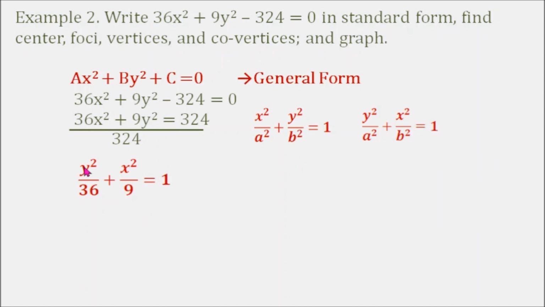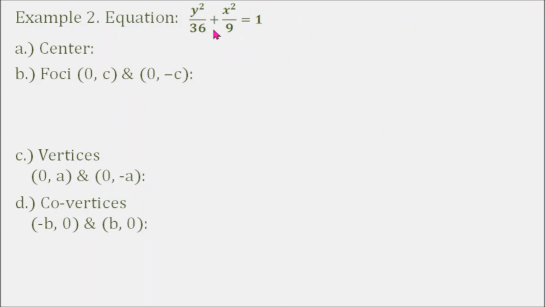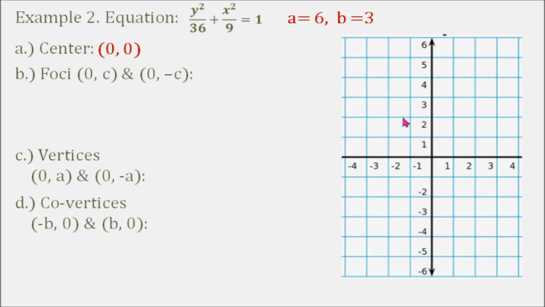Now notice here that we switch y squared and x squared. Why? Because the denominator of y squared is 36. It's greater than 9. So remember that our a should always be greater than b. We are going to complete the information. Now again, let's take note that our a here is 6, which is the square root of 36. Our b is 3, which is the square root of 9. Our center here has coordinates 0, 0. So it's here.